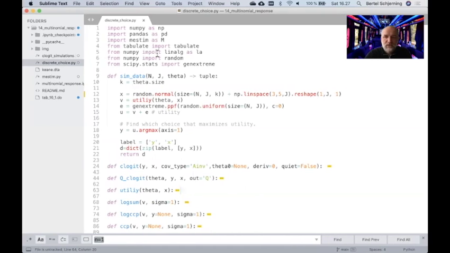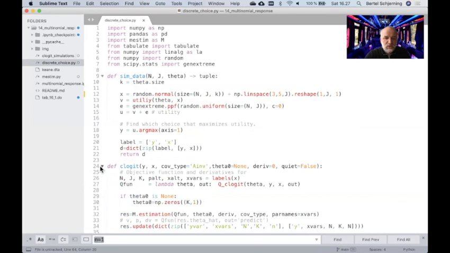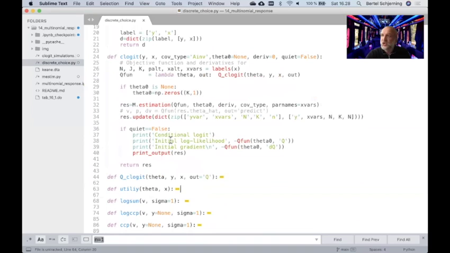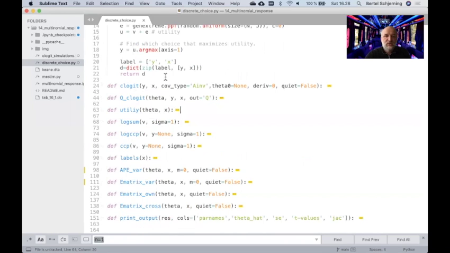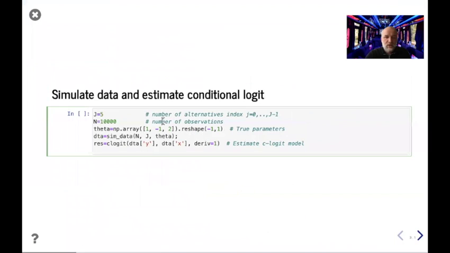Okay, so having simulated some data, we can estimate the model, and there's a routine for doing so. I'm not going to go into details with it. You can go in and have a look at it yourself. It's essentially just doing maximum likelihood and presenting some of the results. So we go back over here, and then we're ready to rock.